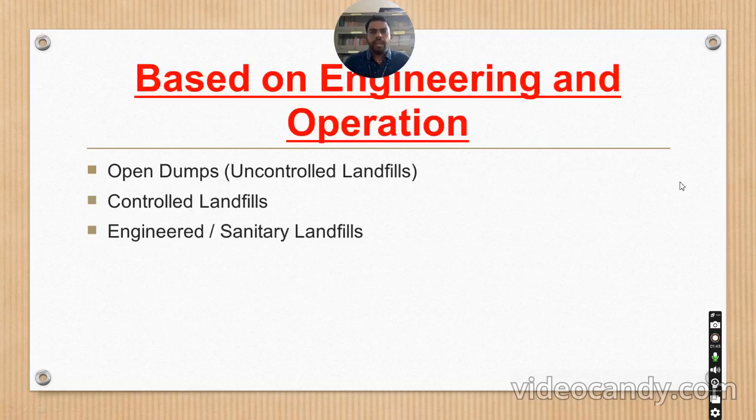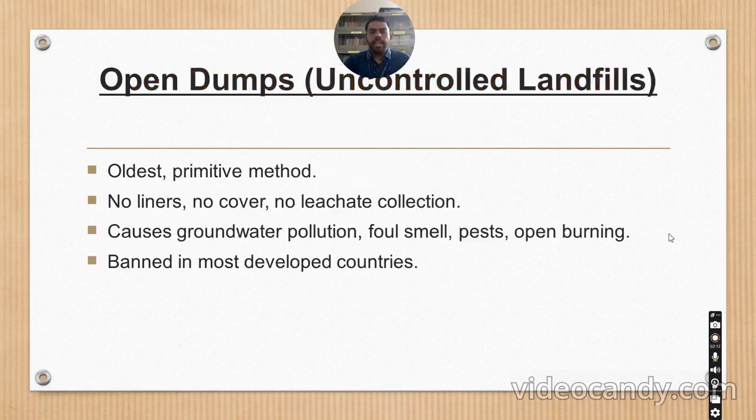And coming to the second classification, based upon the engineering and operation, the engineering technology adopted in the treatment of landfills. We use the open dump, that is the uncontrolled landfill, the controlled landfill, and the engineered or sanitary landfill. Now we come to open dumps, called uncontrolled landfills. This is the oldest method. We commonly see it in dumping sites, where vehicles take the waste and just throw it on the site. That is called an uncontrolled landfill.